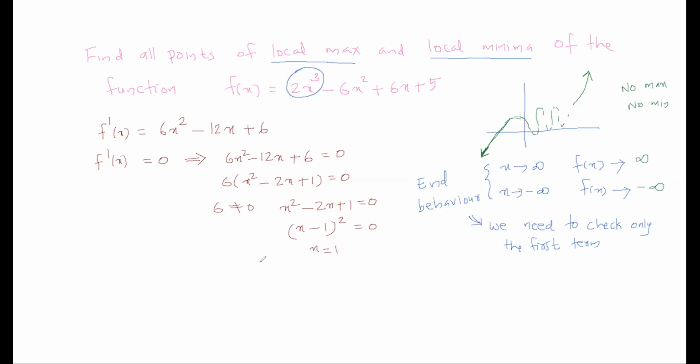So you got 1 point. That's the point where the derivative is equal to 0. So now on your number line, at that particular point, there is a point 1.